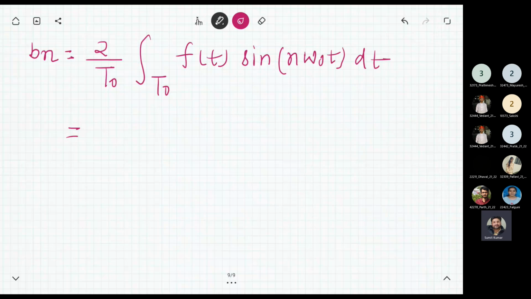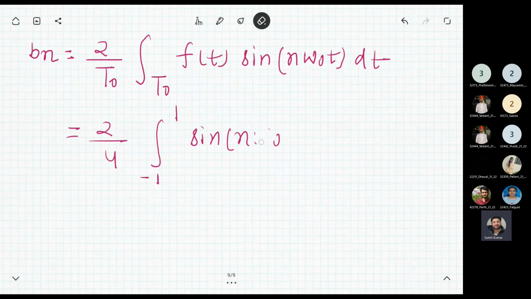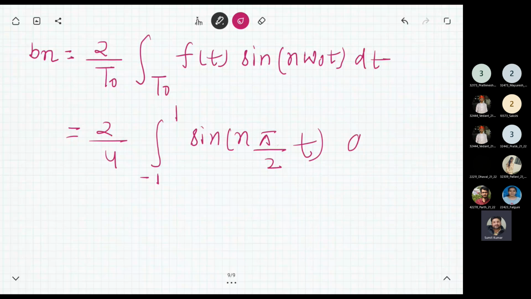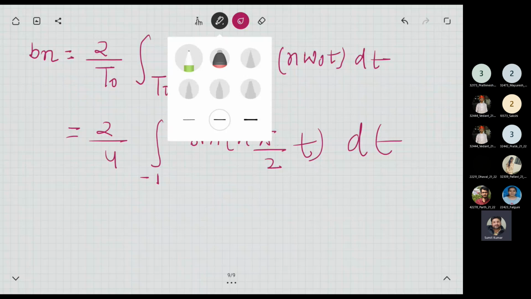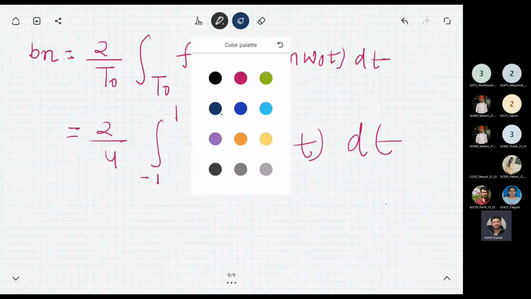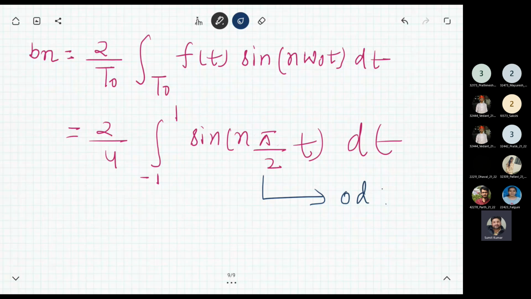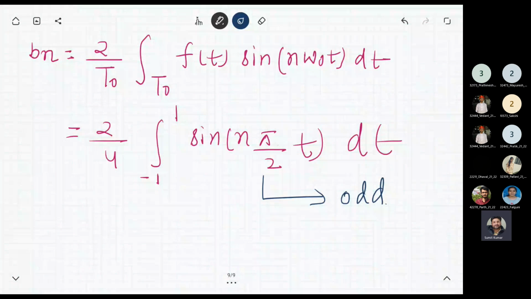And I can write this as 2 by 4. And then this will be integration between minus 1 to 1, right? Everything else will be 0, in between this is 1, and sin n omega naught t. So omega naught is equal to pi by 2, right? So let me write this as sin n pi by 2 t dt. Now tell me whether this is an even function or an odd function. Odd function. If we integrate an odd function over a symmetric limit, what do we get? 0. So this must be 2 by 4 times 0, that is equal to 0. Is this clear?